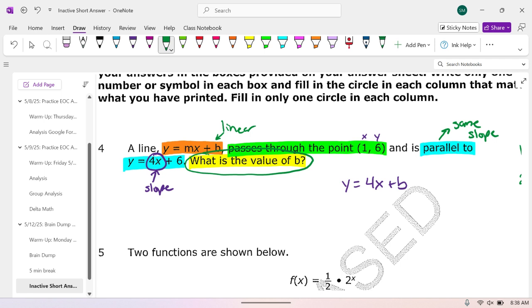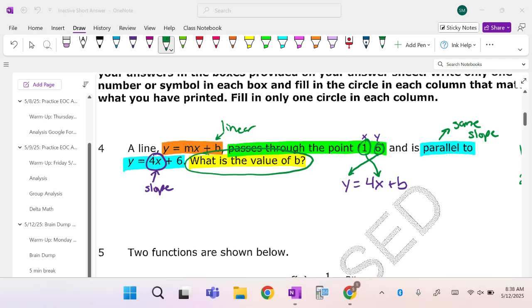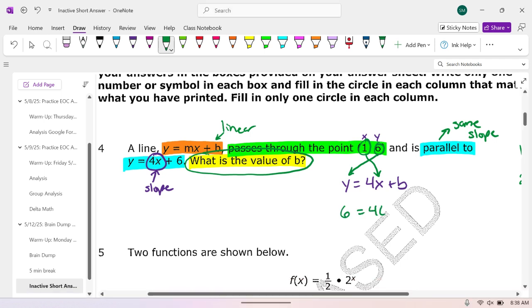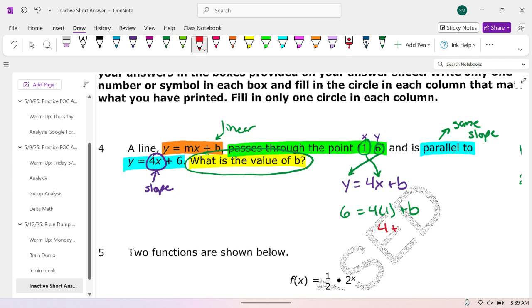Not necessarily solve, but you're on the right track. What do you think I'm going to do with those XYs? Plug it in. So I'm going to take 1, plug it in for X, 6, plug it in for Y, and then solve for B. So I have 6 is equal to 4 times 1 plus B. And then we solve. So 4 times 1 is 4 plus B equals 6.